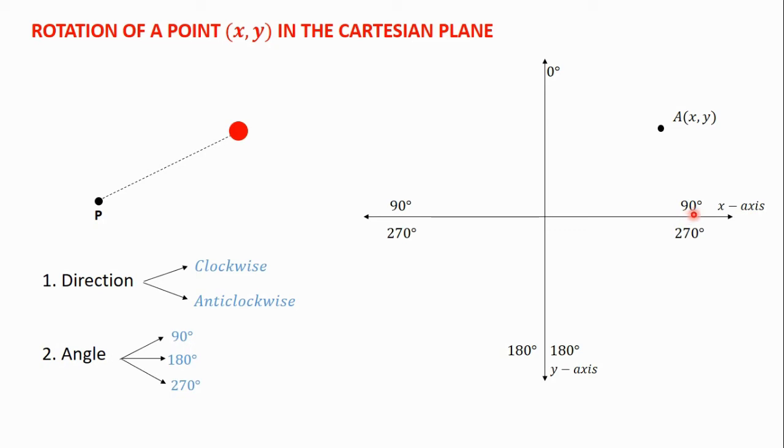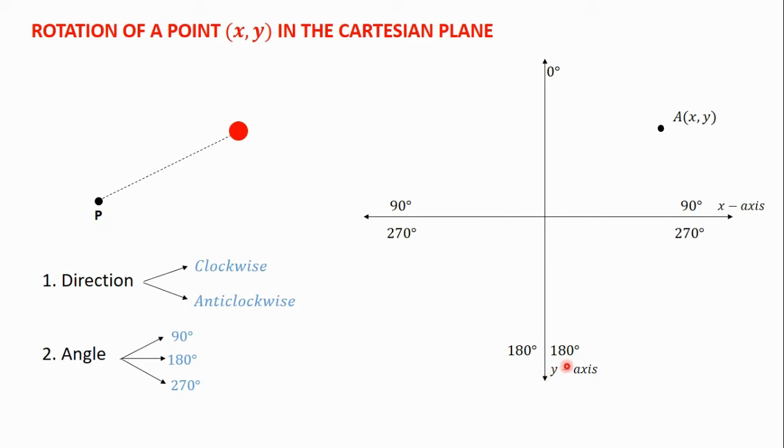On this line, we have 90 degrees clockwise and 270 degrees anti-clockwise. And on this line, we have 90 degrees anti-clockwise and 270 degrees clockwise. So we can say that from this illustration, a 90 degrees clockwise rotation is the same as a 270 degrees anti-clockwise rotation. And a 90 degrees anti-clockwise rotation is the same as a 270 degrees clockwise rotation.